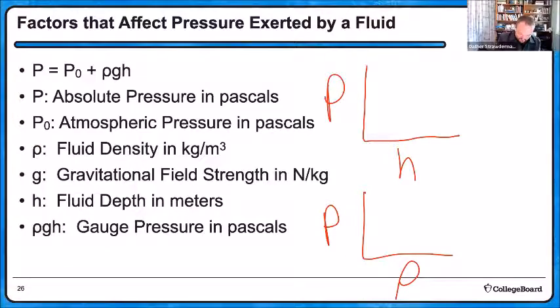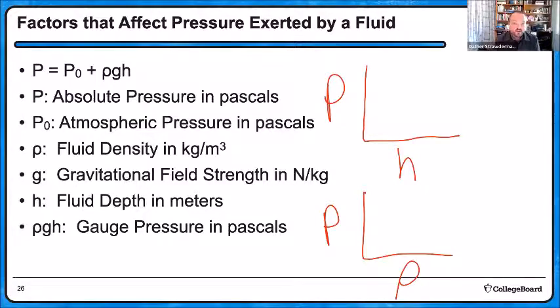I appreciate that. So just to know that the y-intercept is the atmospheric pressure. These are some terms kids need to know for this part of the unit. P is absolute pressure, meaning the same as total. P naught is atmospheric pressure. Rho is the density of the fluid, the density of the liquid in this case. G is the gravitational field strength.